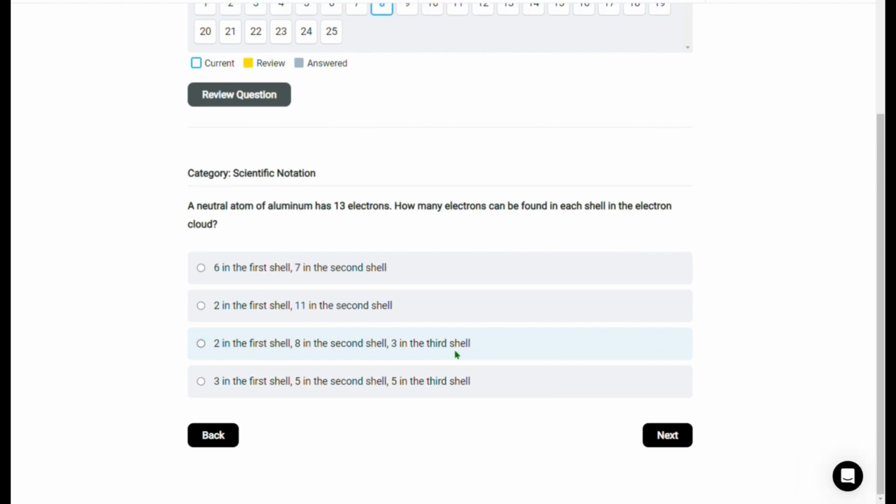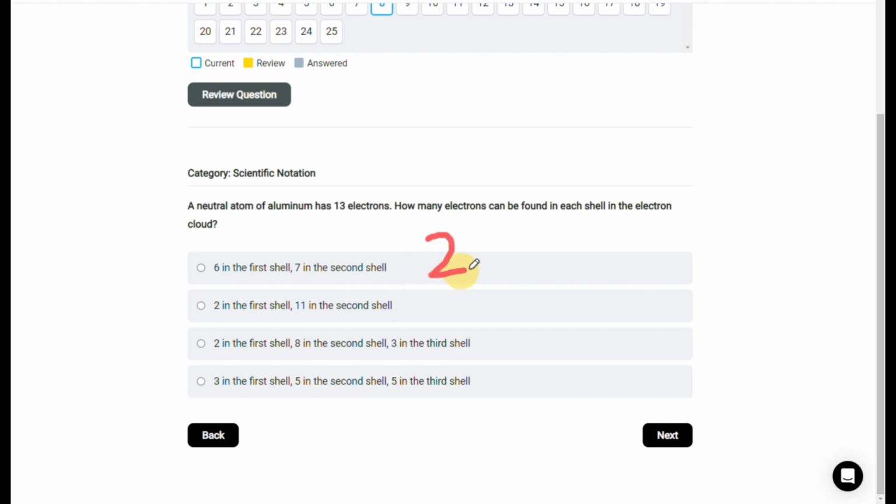A neutral atom of aluminum has 13 electrons. How many electrons can be found in each shell in the electron cloud? Thinking of orbitals, the first shell can usually contain 2 valence electrons, and the other shells can contain 8 respectively. We only need to know up to the third shell in this case. With 13 electrons, they all must start from the first shell going outward.